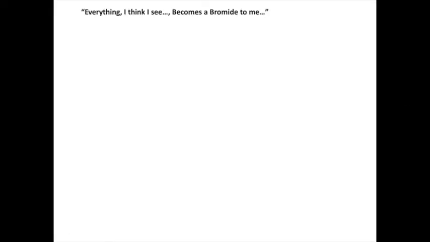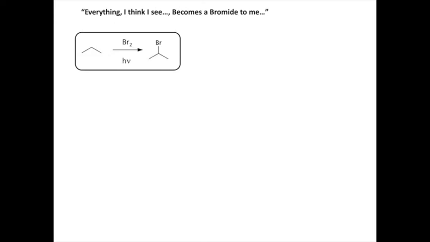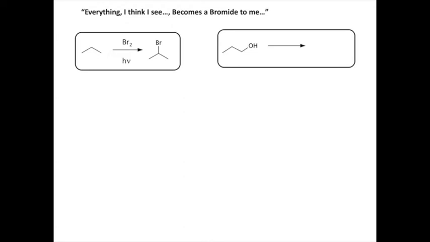Another thing I'll show you is how we put bromine on things, alkenes. Put bromines on a lot of things, so everything I see becomes a bromide to me. It's the old Tootsie Roll commercial. So here we go. We've got bromine and light. We could put secondary bromide to be the major product.